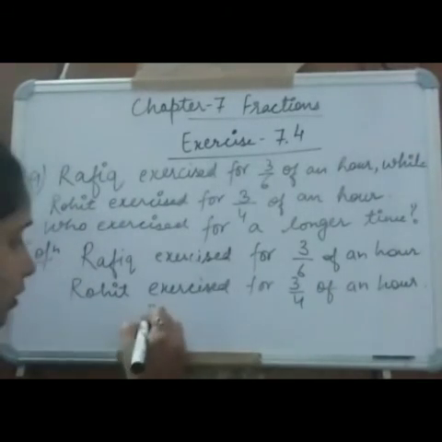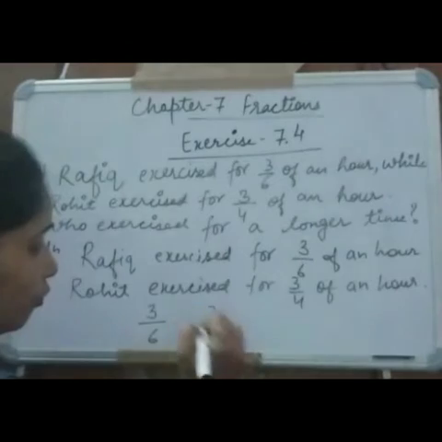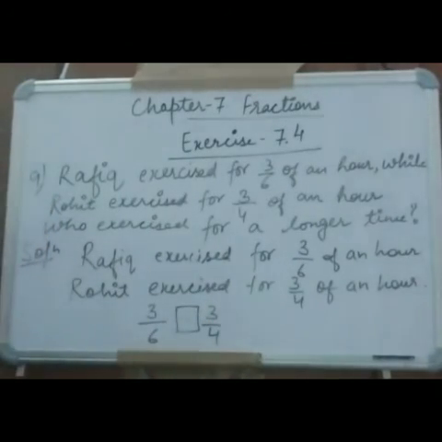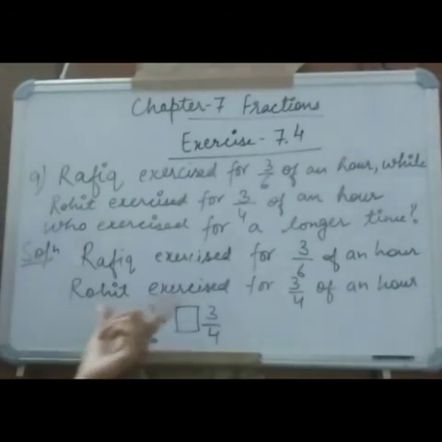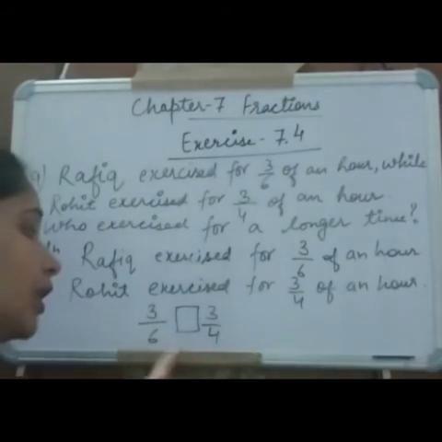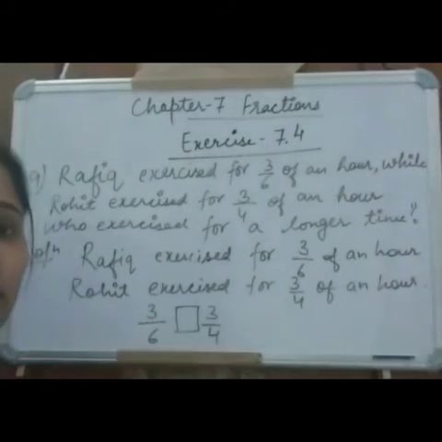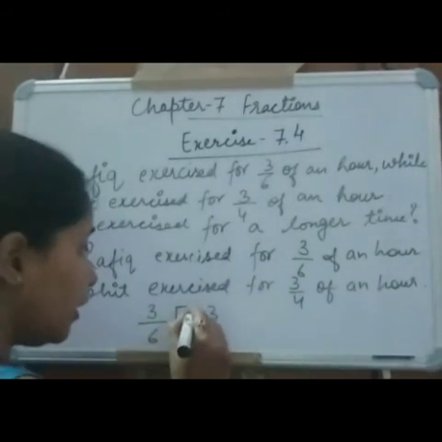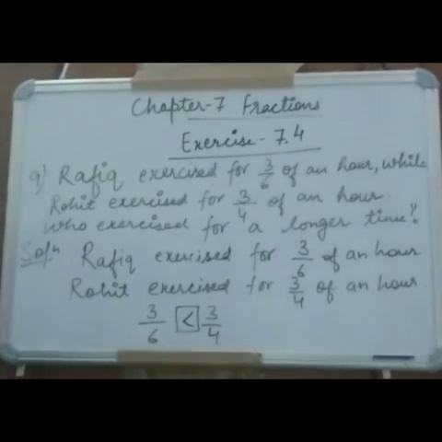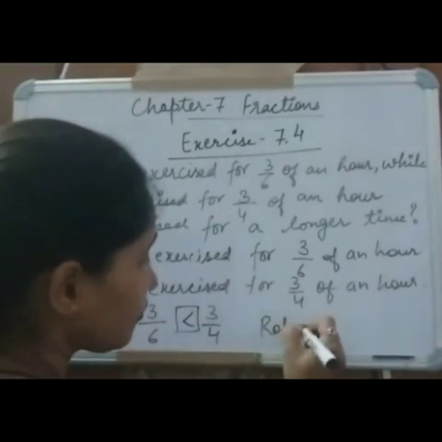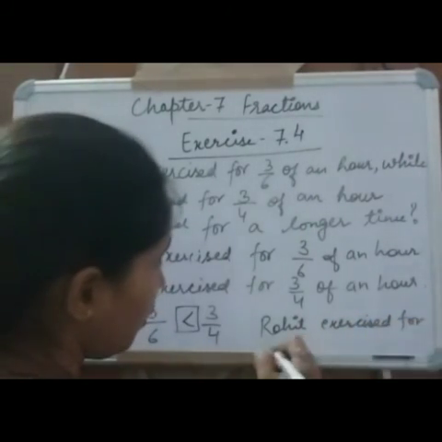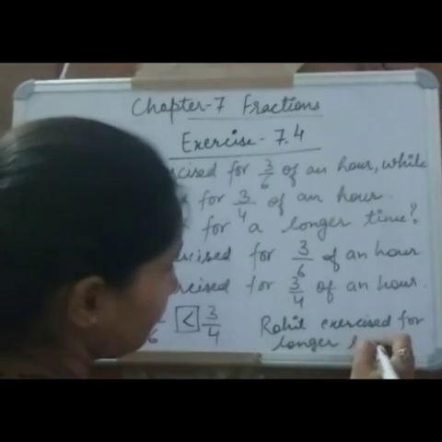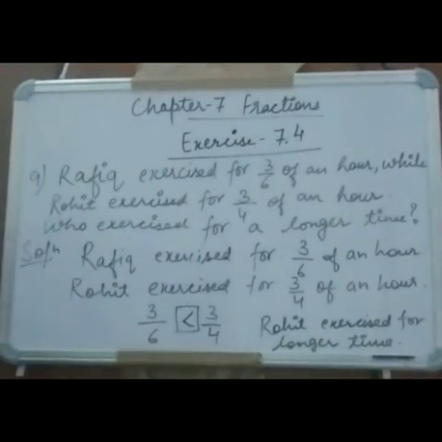Now see, we have to compare 3/6 and 3/4. In this case, we will see denominators are different, but numerators are the same. In such a case, what we used to do is, whichever fraction has the smaller denominator, that one will be greater. So here 3/4 is greater. It means Rohit exercised for a longer time.